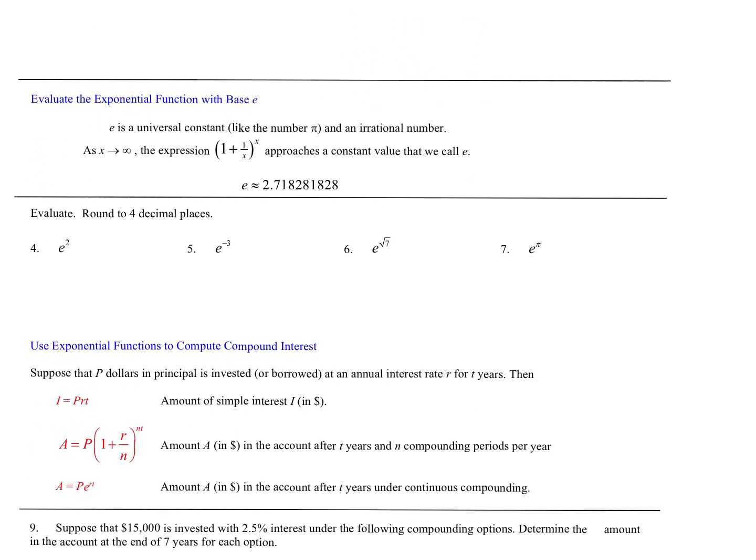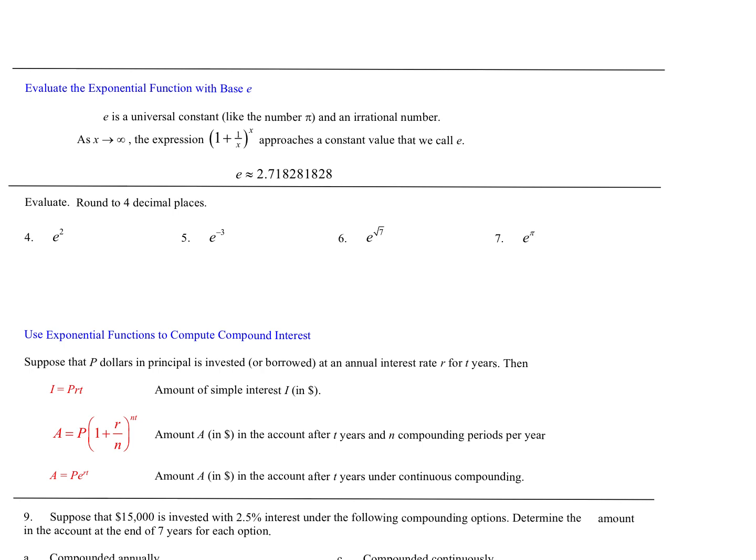Let's talk about evaluating the exponential function with base e. E is a universal constant like the number pi and an irrational number. We also call e the natural base. The reason why e is called the natural base is because it occurs in the sciences naturally all the time. Here is one way we can derive e.